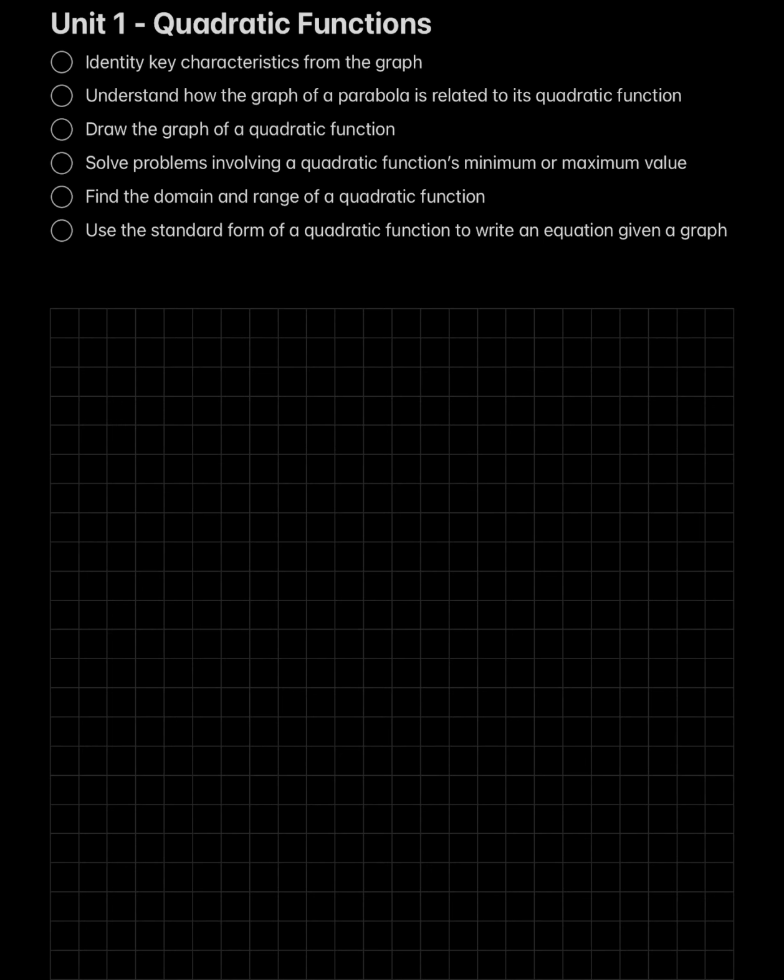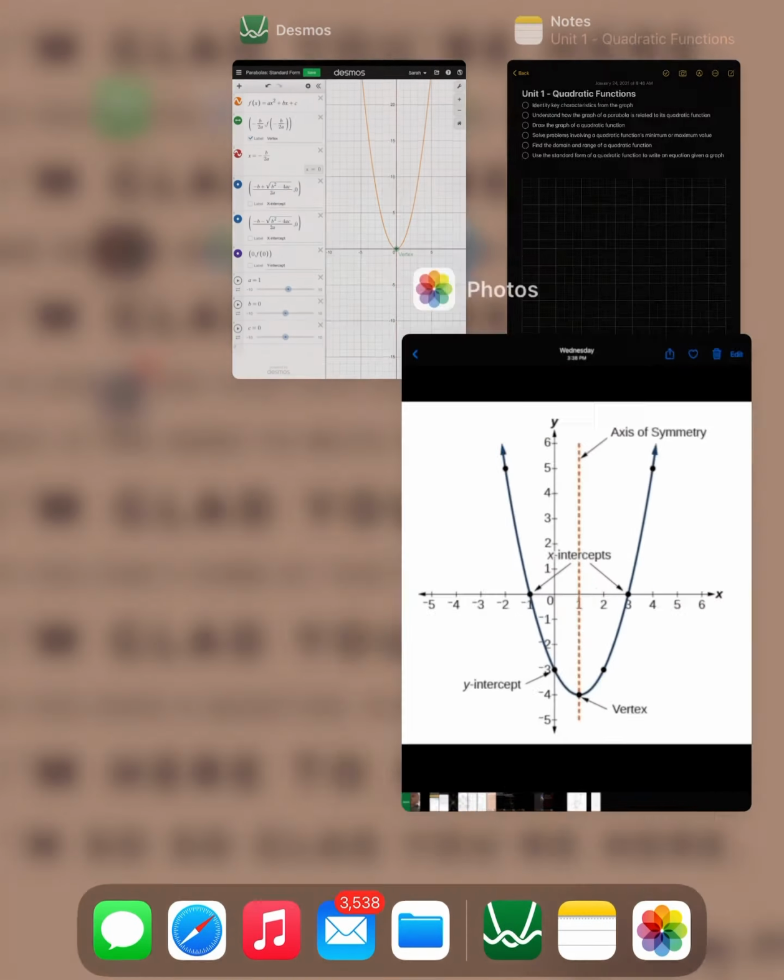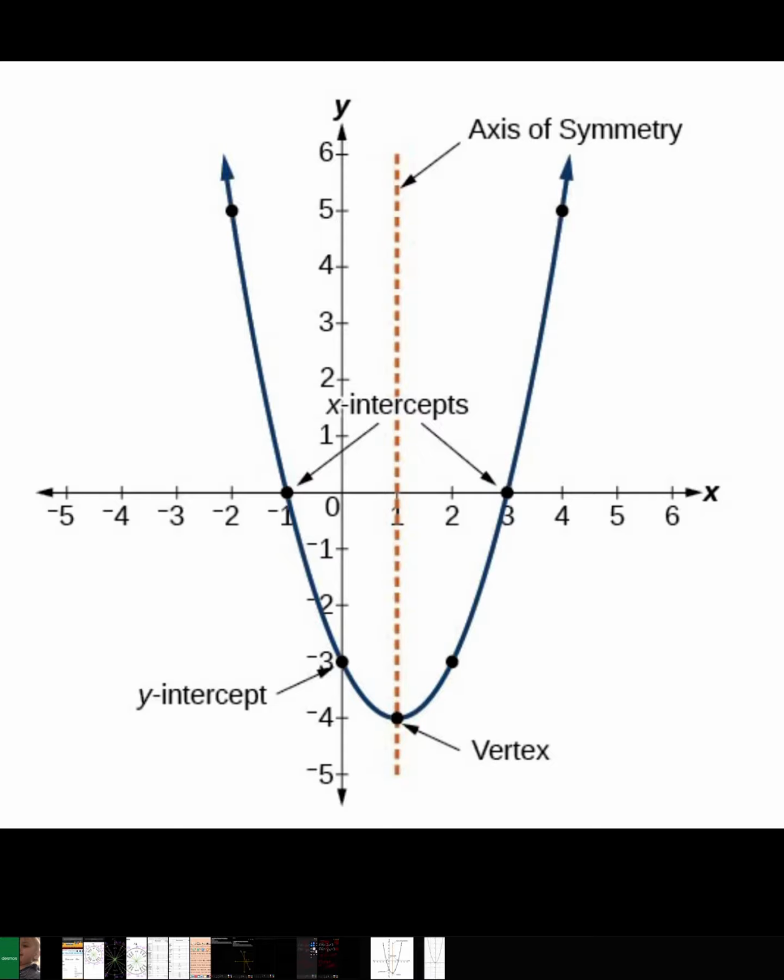In this video, I'm going to help you identify key characteristics of a quadratic function from the graph. And I'm going to help you understand how the graph of a parabola is related to its quadratic function. And then I'm going to use some of these other concepts in another video. So the first thing is I just want to show you some key characteristics from the graph. This is a graph of a quadratic function.